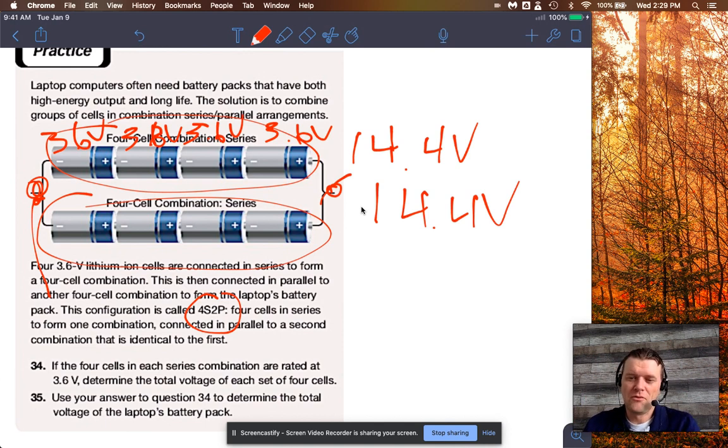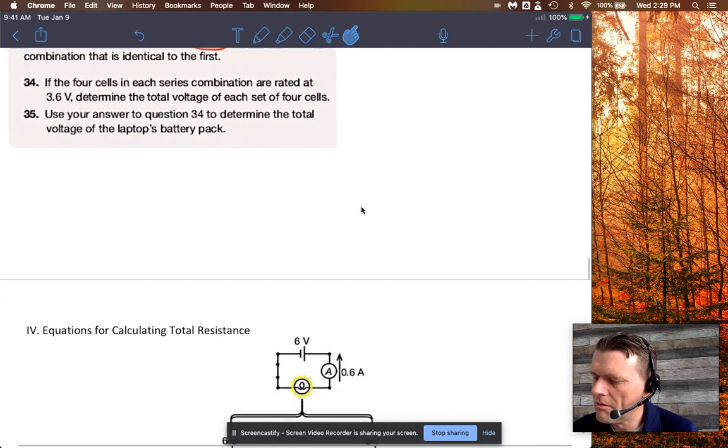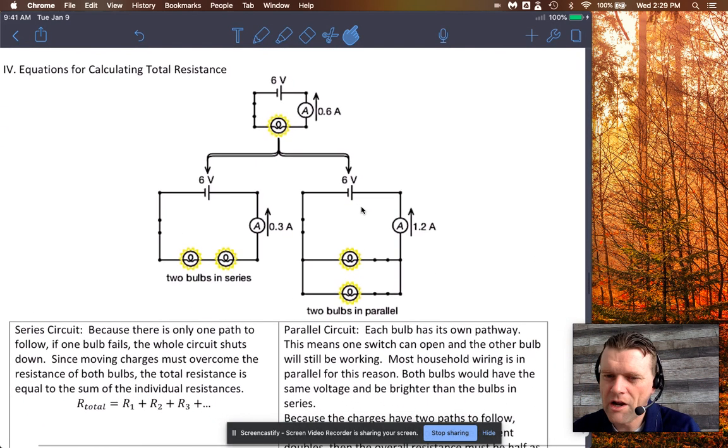And they get the voltages they need and the long-lasting life that they need, because you're trying to make a battery that lasts a long time, but that can also deliver the voltage when you need it. So anyway, very, very fascinating. So this is what we want to end on here, is calculating resistance.